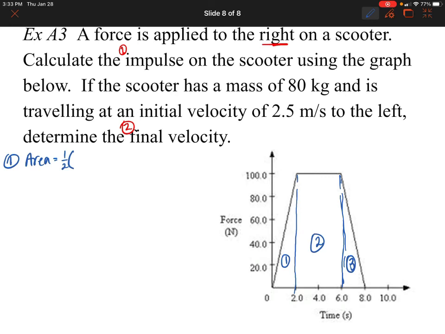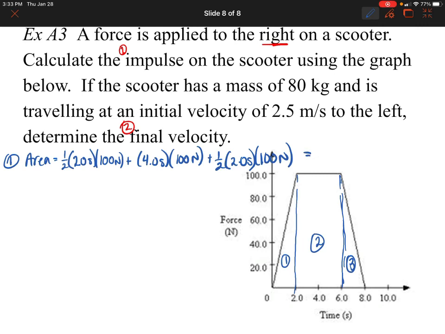So we have the area of section 1, 1/2 base times height. That has a base of 2 seconds and a height of 100 newtons. Our second area is just a rectangle, so just base times height. The base goes from 2 to 6, so that's of course 4 seconds, and the height is still 100 newtons. And then our third area is back to being 2 seconds, because it goes from 6 to 8, and our height is 100 newtons, okay?